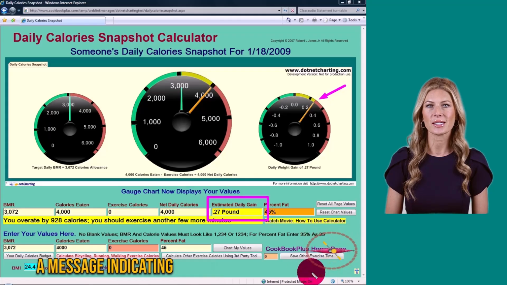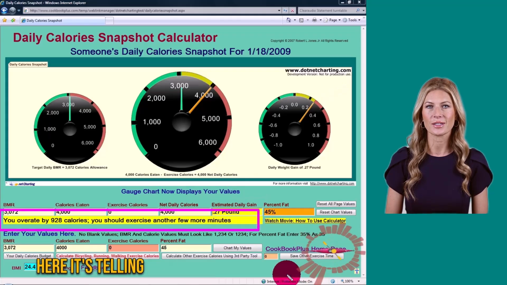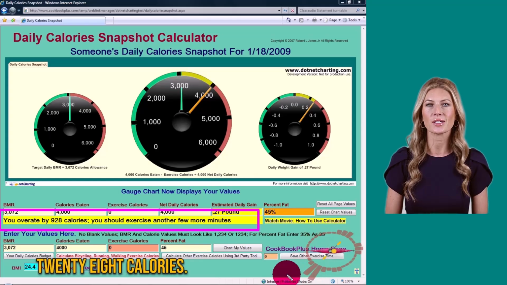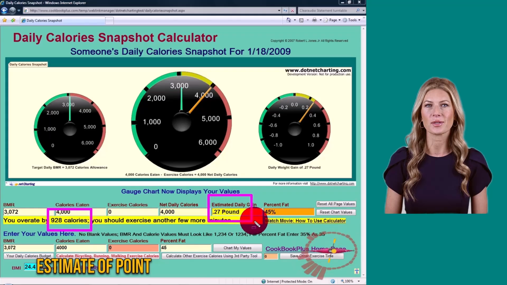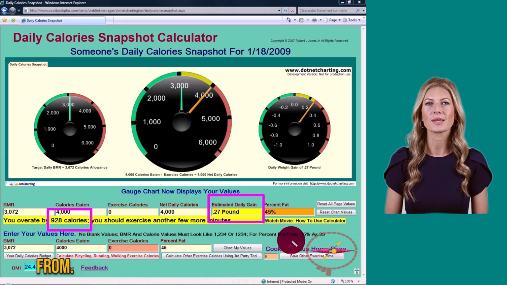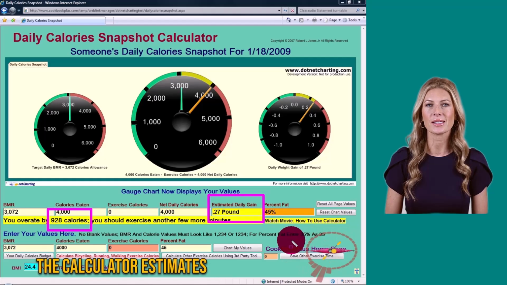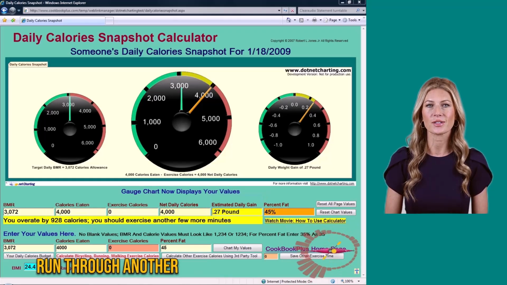The calculator also delivers a message indicating how we did for today. Here, it's telling us that we overate our budget. Our budget was our BMR of 3,072 calories. Here it says we overate by 928 calories. If you divide 928 calories by 3,500, which is the number of calories in 1 pound, that's where the estimate of 0.27 pounds per day came from. So basically, by eating this way and not exercising, the calculator estimates that we would have gained about 1/4 of a pound today.